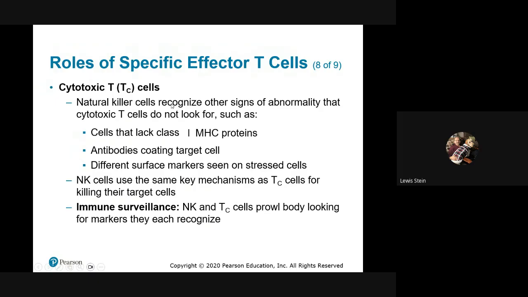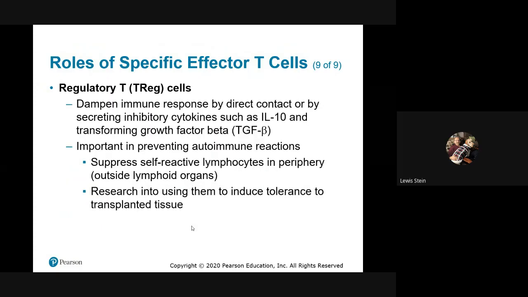We pre-encode these. When you hear about natural killer cells, they're a specialized cell that's part of your innate immunity. They recognize other signs of abnormality. They don't have the class MHC I antibodies coding the target cell, different surface markers seen on stressed cells. So they use the same key mechanisms as the cytotoxic T cell. They prowl around the body looking for markers they don't recognize. They're sort of pre-programmed. Again, it's the identification of self versus non-self, and they work similarly, as we have discussed.